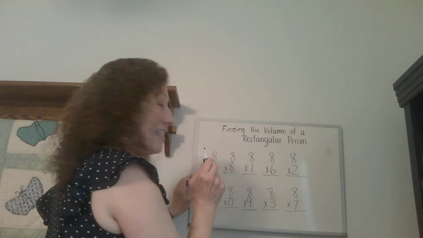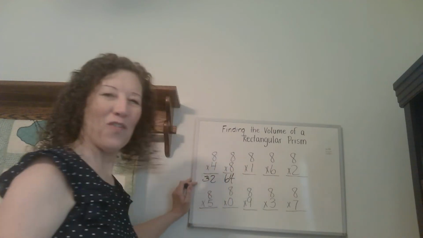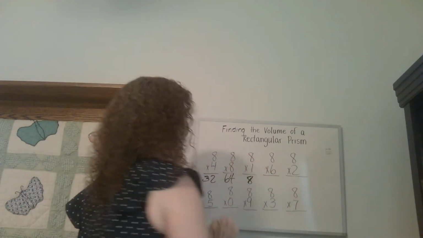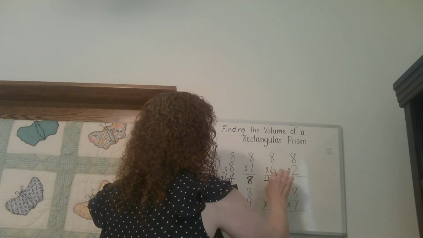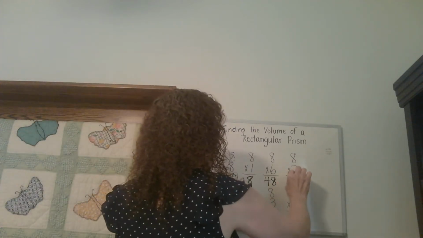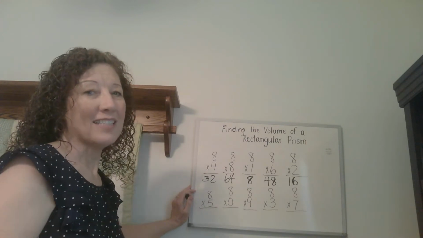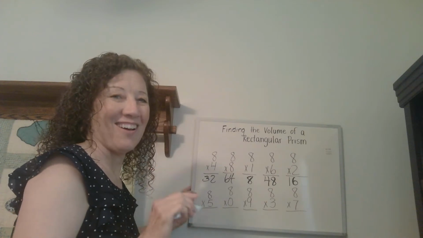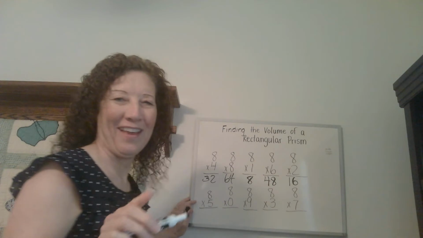8 times 8 is 64. Good job. 8 times 1 is 8. 8 times 6 is 48. And 8 times 2 is 16. Did you get all the answers right? Keep practicing those multiplications and keep singing your skip counting songs. Or skip count, you know what they are.